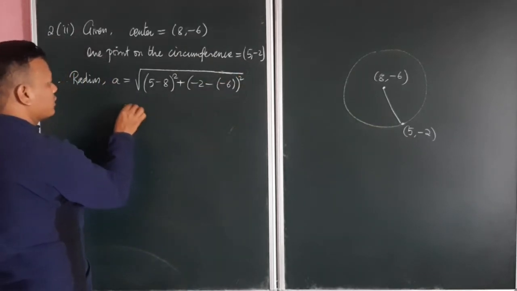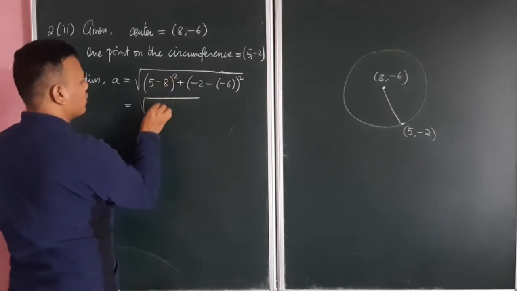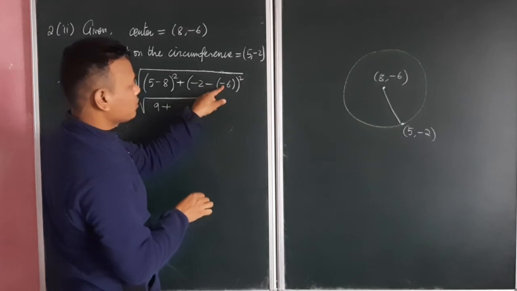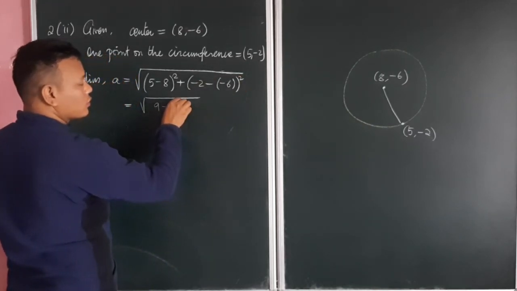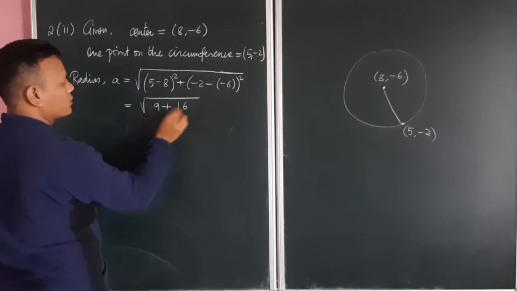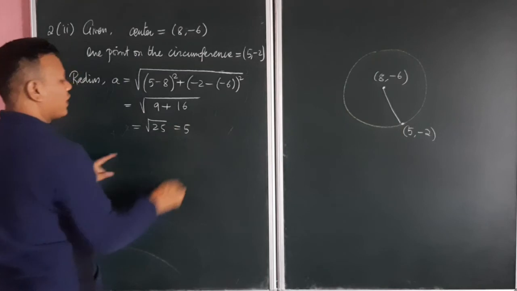Okay, so quickly calculate this. This is -3 whole square, which is 9. Yes, plus this is minus into minus plus, so 6 - 2 is 4, so 4 square is 16. Yes, so how much is this? This is the square root of 25, which is 5. So I got the value of a as well.